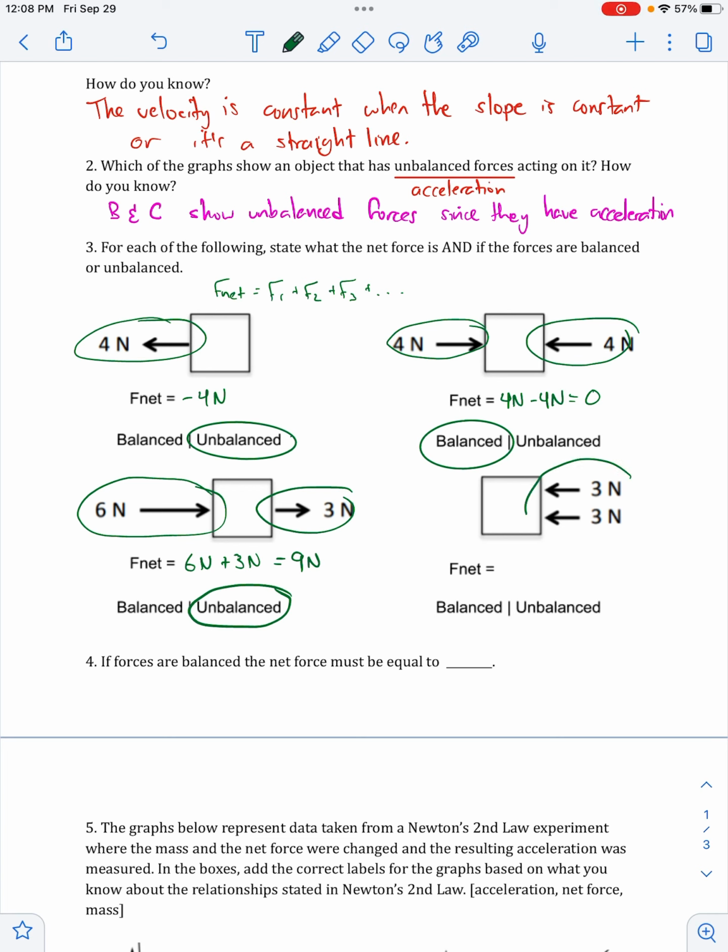And for the last one, you have these 2 forces to the left, so you have 2 negative forces. And this ends up being negative 6 newtons. This is also unbalanced because there's nothing balancing it out on the right side. So out of these, the only one that's balanced would be the one that has a net 0 force, okay? So net force has to be equal to 0 in order to have balanced forces.